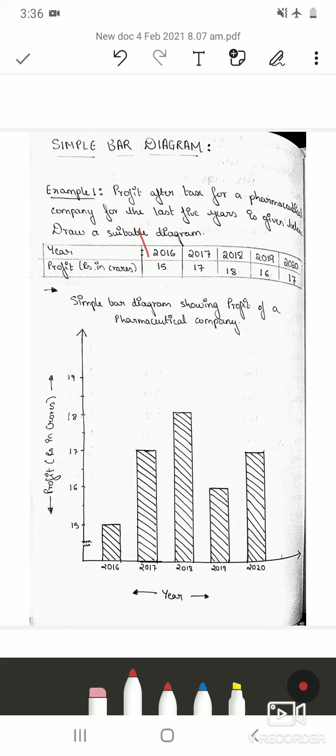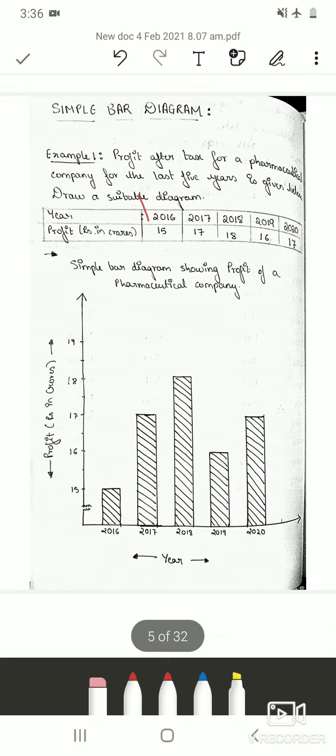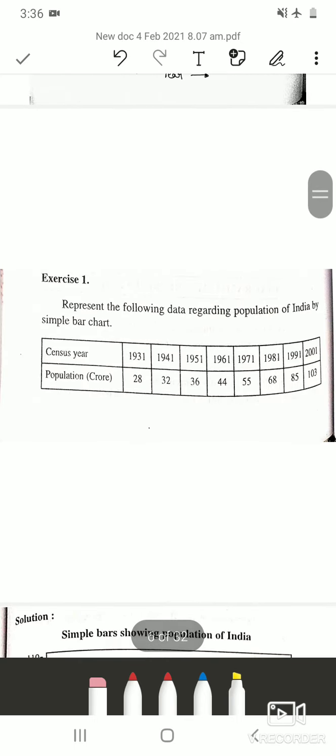So seeing this graph, you can easily see that in the year 2018 the profit made was maximum, that is 18 crores. So just by seeing the picture we can comment about the data. So that is the advantage of diagrams. So let us see another example.